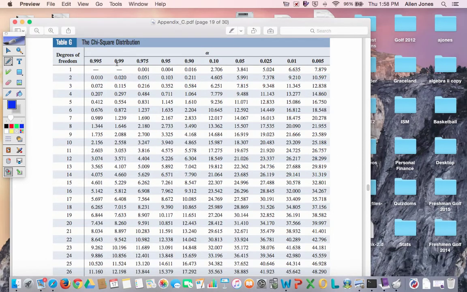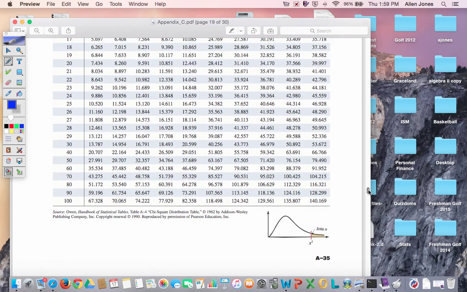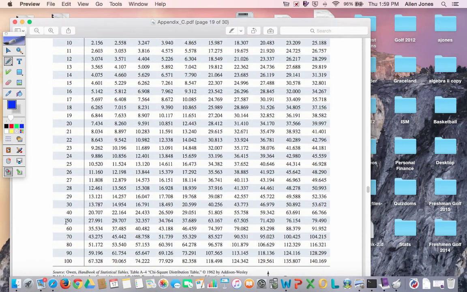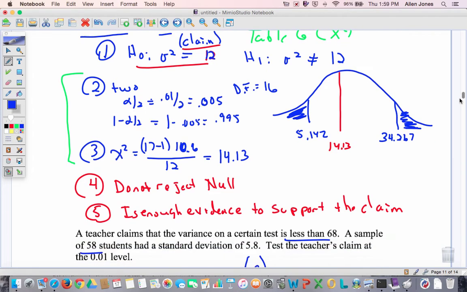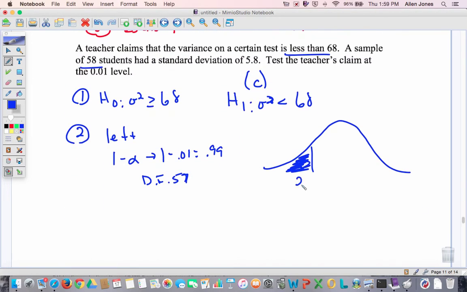Taking a quick peek at that, we have a unique situation that pops up. First of all, our 0.99 column is right here. As I scroll down, I don't want to go too far. Notice we go from 50 to 60. We don't have a 57 in there. So our book wants us to be conservative, never going over our sample size, so we're going to go down to 50. Our critical value is 29.707. So I'll plug that into our diagram here. 29.707 is our critical value.